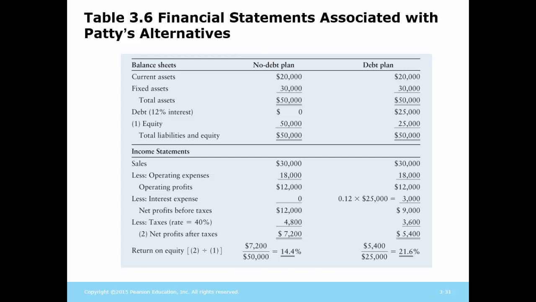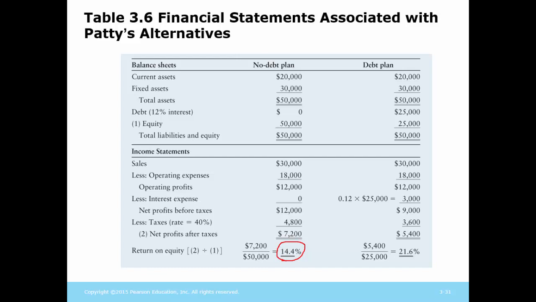Well, here's the no debt plan, right? $20,000 in current assets, $30,000 in fixed assets, $50,000 is total assets. There's no debt, remember. So we have $50,000 in liabilities and equity. In the end, we're going to generate $7,200 in after-tax profit. Now, that creates for this owner essentially a 14.4% return on equity.